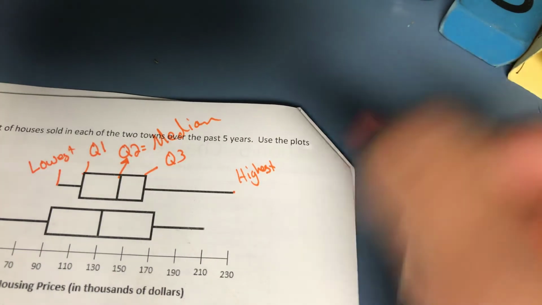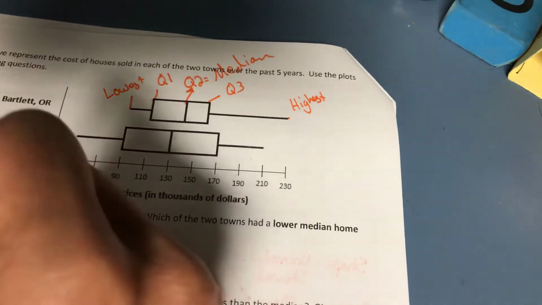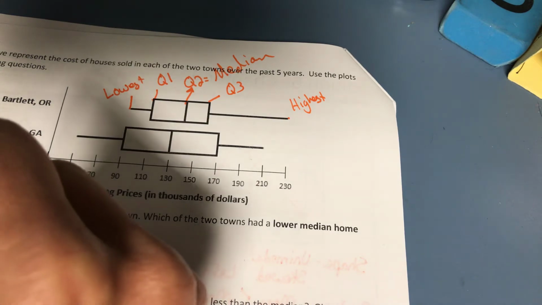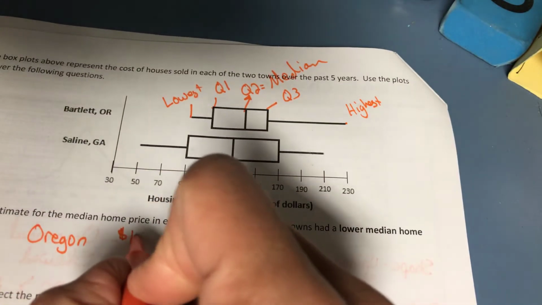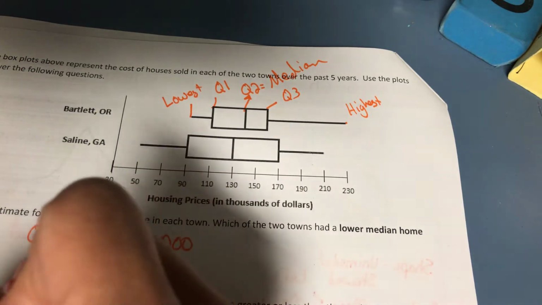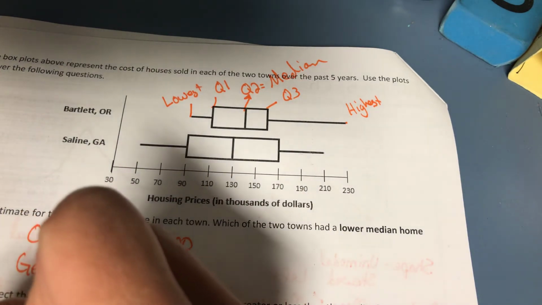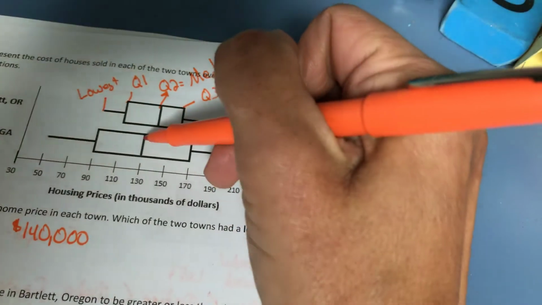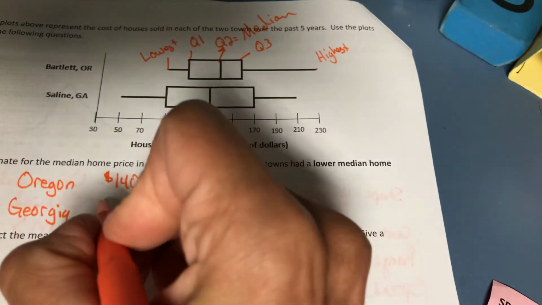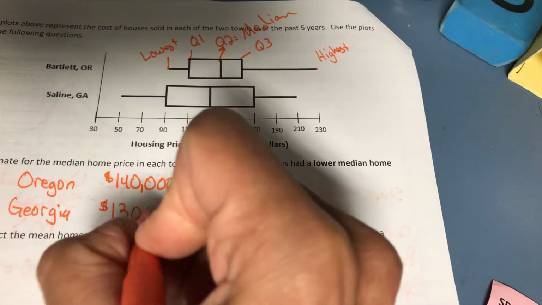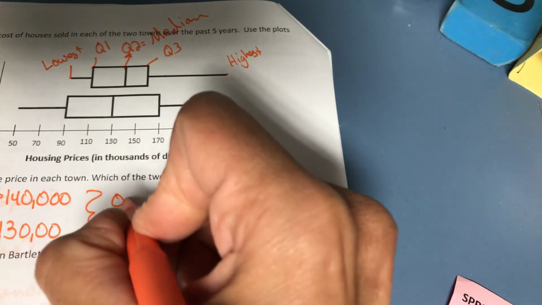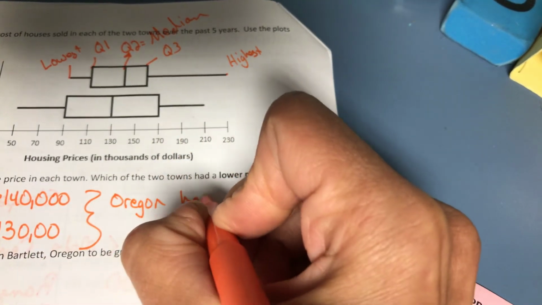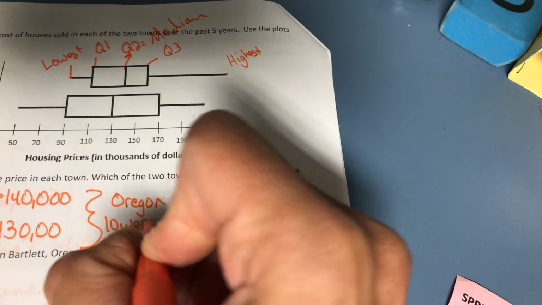Okay? So when I want to give an estimate for the median for each town, for the town in Oregon, it is somewhere in between 130 and 150, so I'm going to say it's about $140,000. And when I go for the Georgia town, the median is right about here. It's not quite 130, but we're just going to estimate it as the directions said. So which of these 2 had a lower median? Oregon has a lower median price.